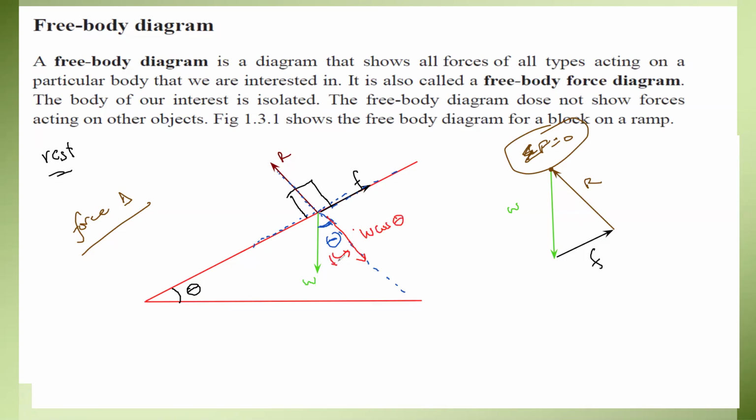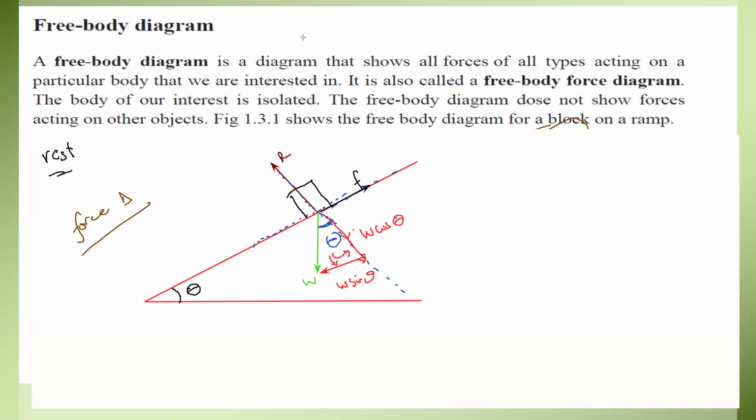And there will be a component of the weight which is opposite to the angle. So when we draw a component of the weight which is opposite to the angle, what will this component be? This component will be W sine theta. So W cosine theta and W sine theta are the two components of the weight.